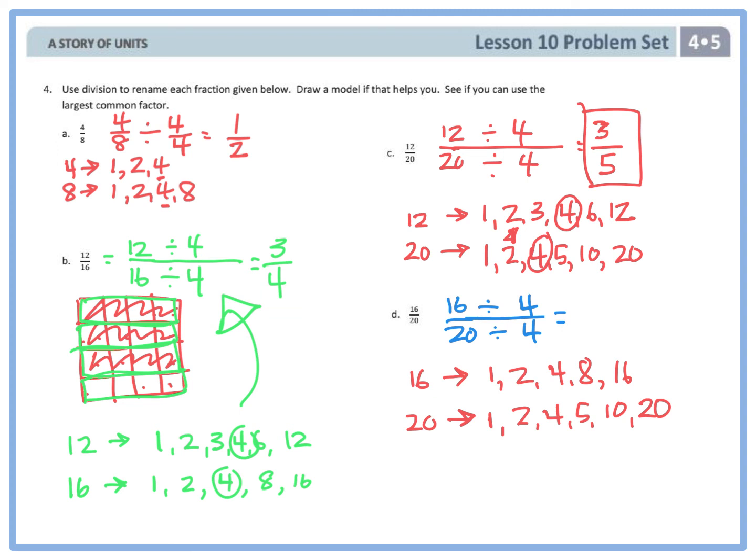And then we're going to go ahead and do the division. So 16 divided by 4 is 4. 20 divided by 4 is 5, because that was our largest number that went into both of them. There was a factor of both of them. So 16/20 is equivalent to 4/5. And that is in simplest form. And we've renamed each fraction, given them an equivalent fraction.